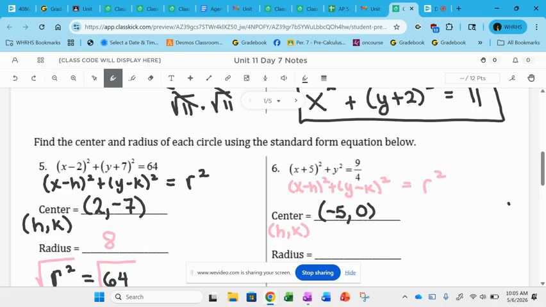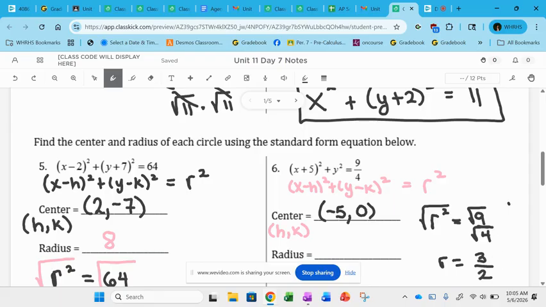Perfect. All right, now the radius is a little bit trickier. The radius squared is 9/4. We still have to take the square root, but really you're just taking the square root of the numerator and the denominator. What's the square root of 9? 3. What's the square root of 4? 2. So our radius is 3/2.